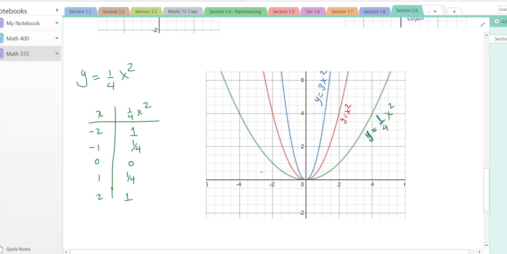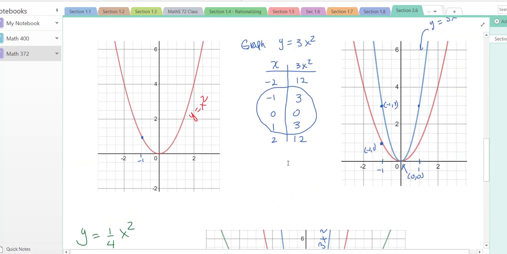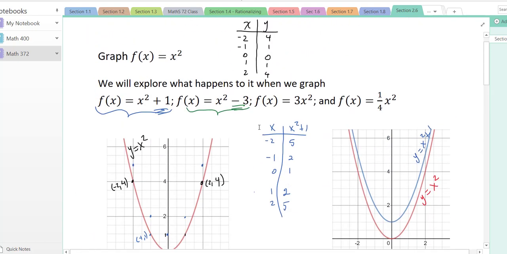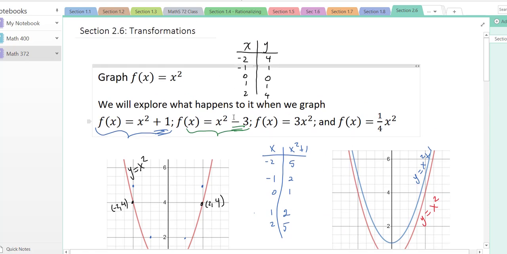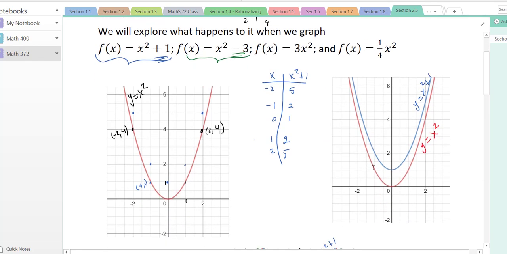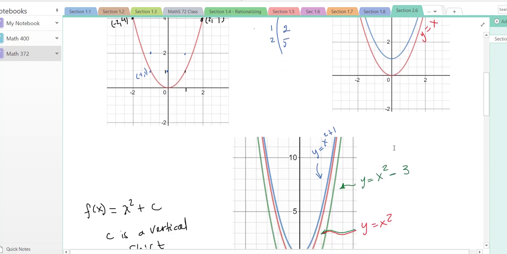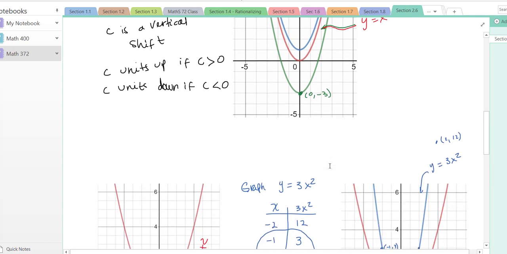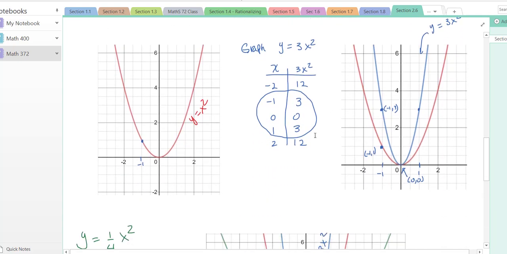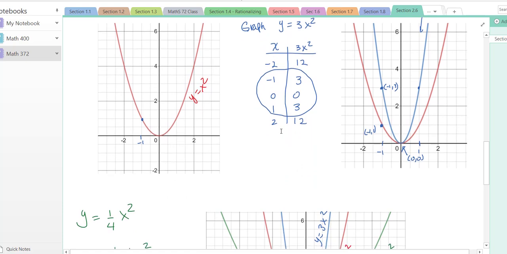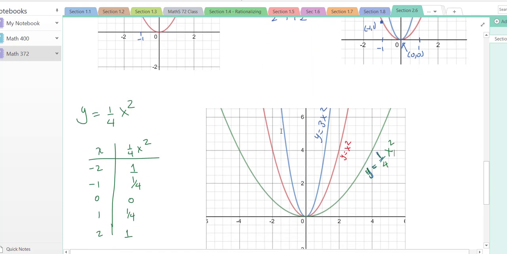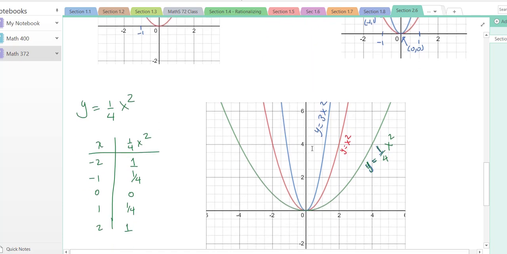So this is what happens vertically. When you have a plus or a minus, it's a vertical shift. So you're either moving the graph up by that number, including moving the vertex, or you're moving it down. And when you have a coefficient where you're multiplying it, then you're either stretching the graph vertically or shrinking the graph vertically. Stretching the graph vertically means you're narrowing it, making it narrow. And shrinking the graph vertically means you're actually widening the graph.